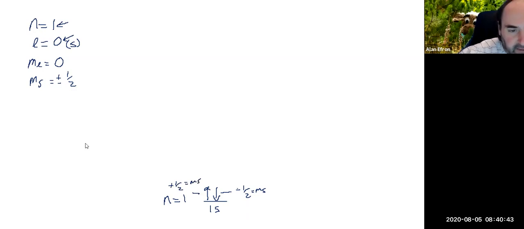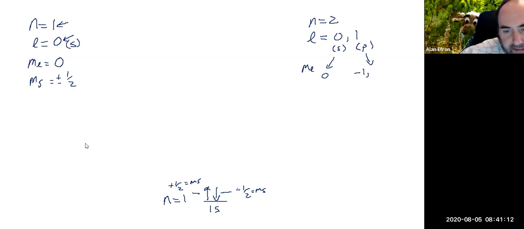And again, if we go to n equals 2, that means we could have values of L of 0 and 1, since 2 minus 1 is 1. So the s, as we just saw, is the 0. The 1 represents a p subshell. And for each of these individual guys, we can have an M sub L. So this one would be 0. For the 1, it could go from minus 1 to 0 to plus 1. And obviously, they both could have plus or minus a half in this case.